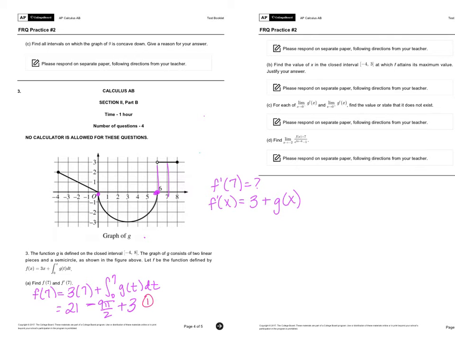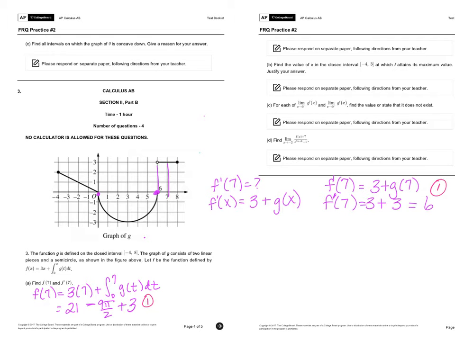Thus, f prime of 7 would be 3 plus g of 7. And g of 7 is 3. So I get that f prime of 7 is equal to 6. I keep saying f of 7, f prime of 7 for heaven's sakes, Ms. Pruitt. And again, that was worth 1 point. So that's what we have so far.